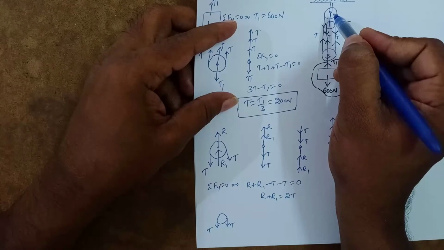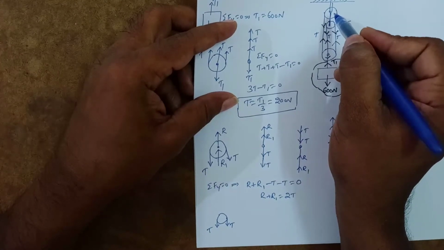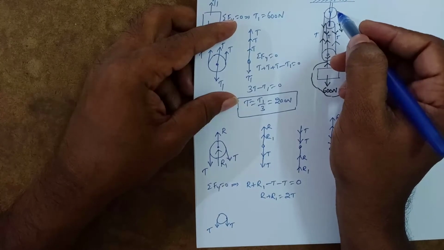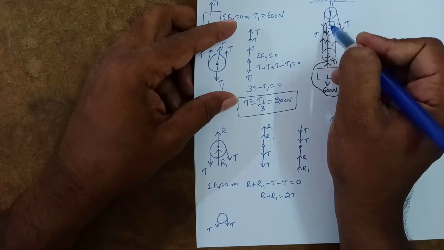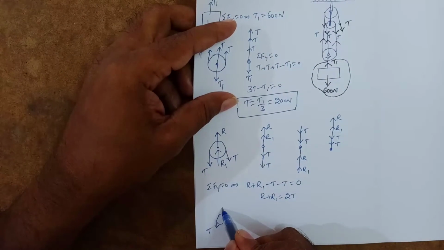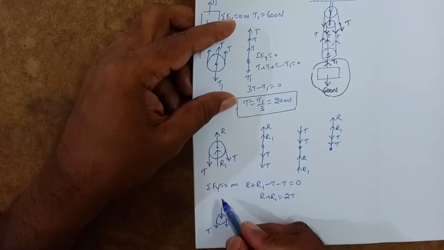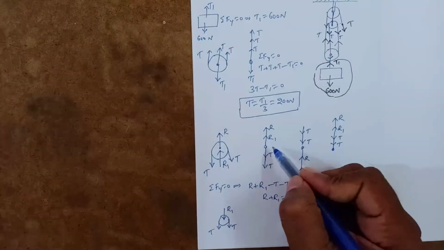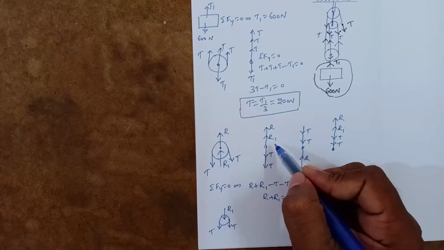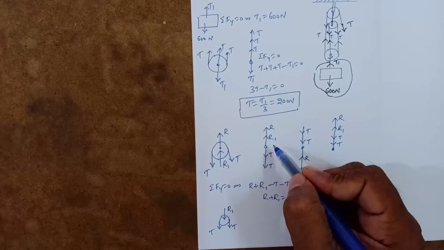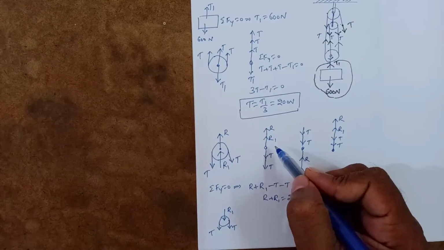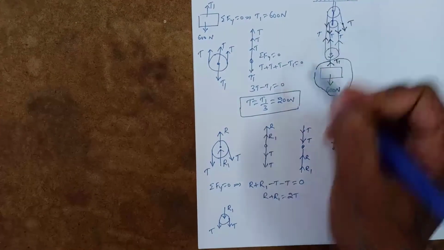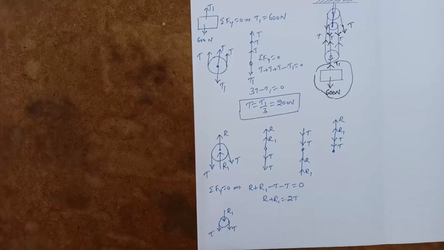From Newton's third law, action and reaction, the force exerted or reaction exerted by this support on this pulley will be in the opposite direction. Now we cannot assume this as the upward direction, as we have already taken that as the upward direction. For every action there exists an equal and opposite reaction. If R1 is the force exerted by this one in this direction, then this R1 should be downward.